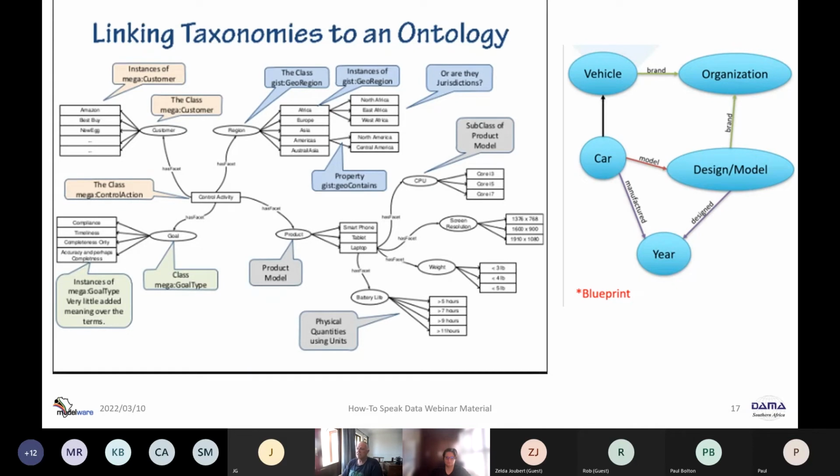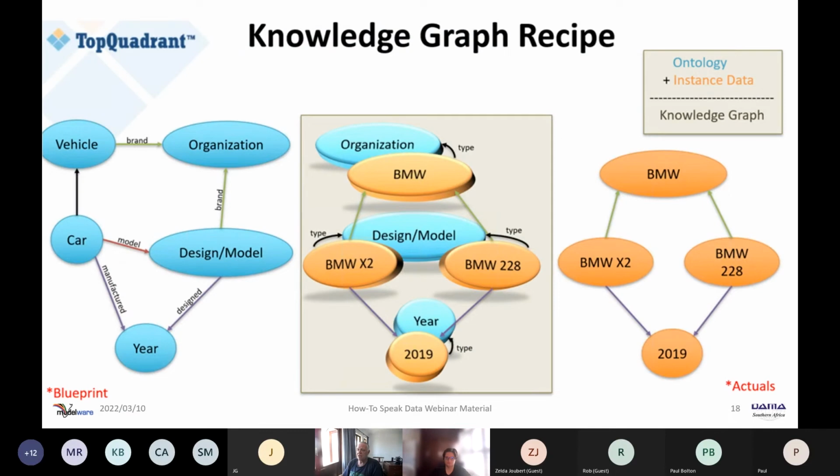On the right-hand side, there's a really nice product called TopQuadrant. It allows you to build a taxonomy like this. So here in the blue is the ontology. Okay, and if we go forward, this is how they bring it together.